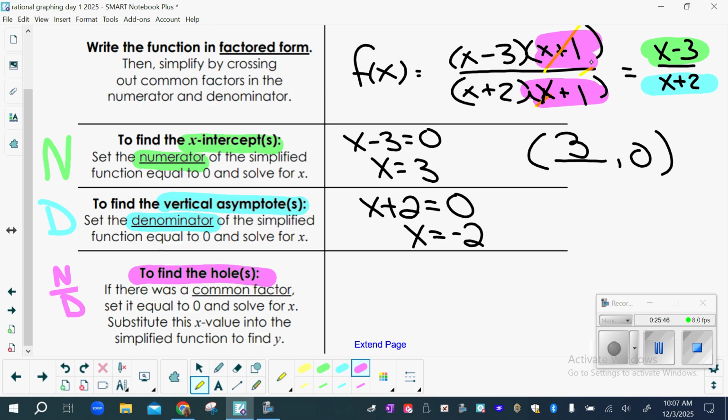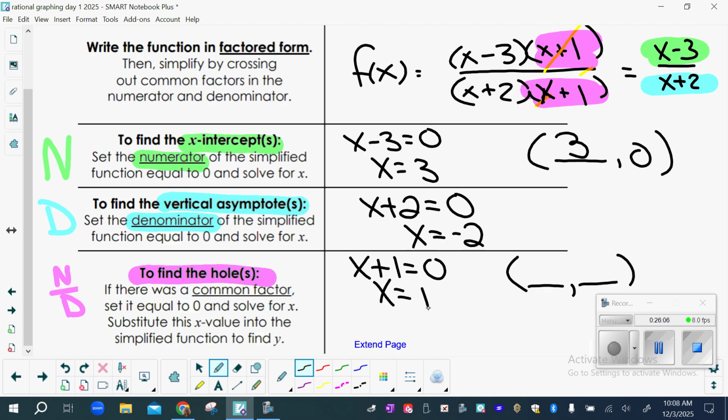Okay, so here's what we do. We know it's going to be a point. It's going to be something, comma, something, right? That's what we know. It's a point. The way to get the X value is super easy. We just go to the matching pair and do what we've done so far. X equals -1. So easy.